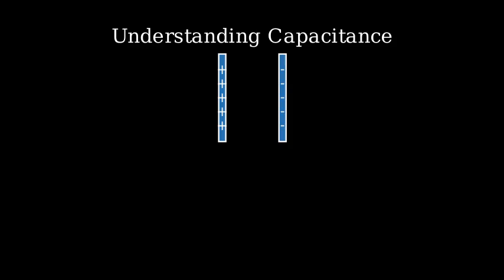At its simplest, a capacitor consists of two conducting plates separated by an insulating material called a dielectric. The key property of a capacitor is its ability to store electric charge and, consequently, electrical energy.